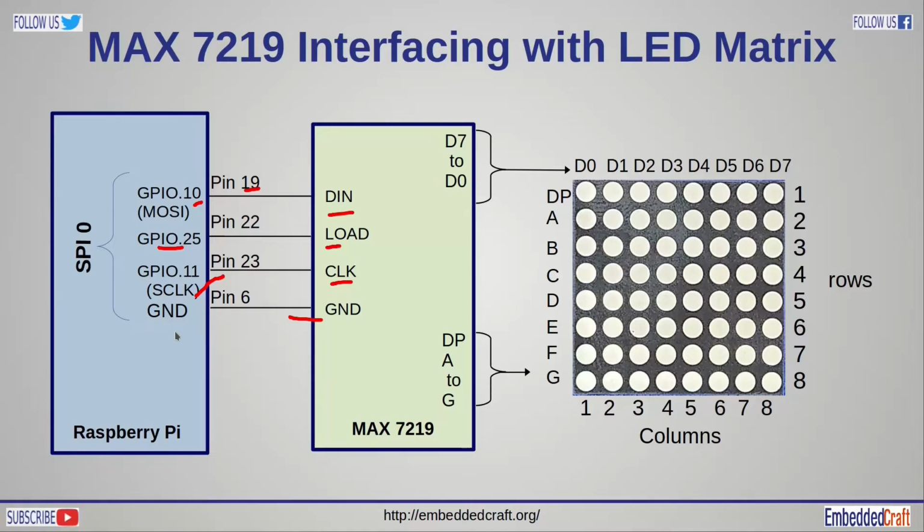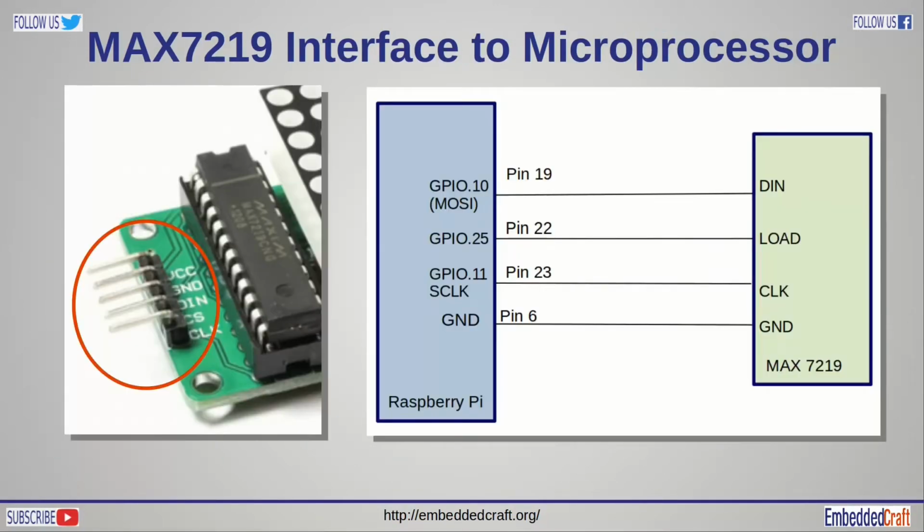And the most important connection is rows and columns. The D0 to D7 pins of MAX7219 are connected to the columns of the LED matrix display. The segment pins of MAX7219 are connected to the rows of the LED matrix. As we will use an LED matrix module, you will find all connections already present. You can identify pins on the LED matrix module.